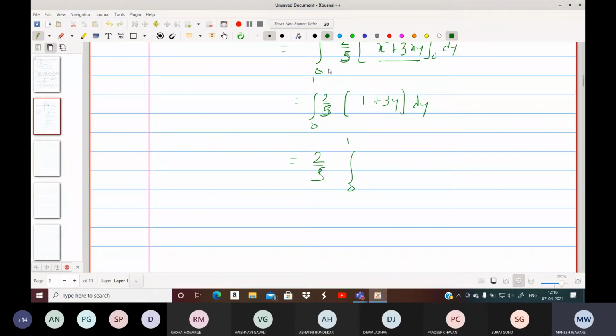2/5. Okay. The integration of 1 plus 3y with respect to y. So 2/5 multiplied by the integration of 1 is y, and the integration of 3y is 3y square upon 2, and put the limits 0 and 1. So 2/5 (1 plus 3/2), that is 5/2. So it should be 1.